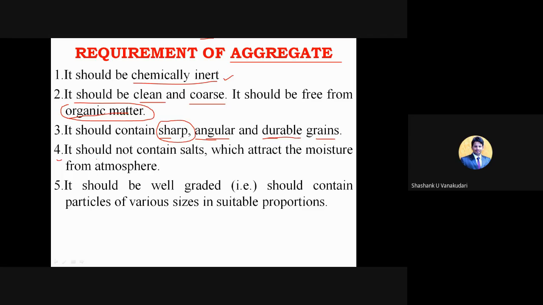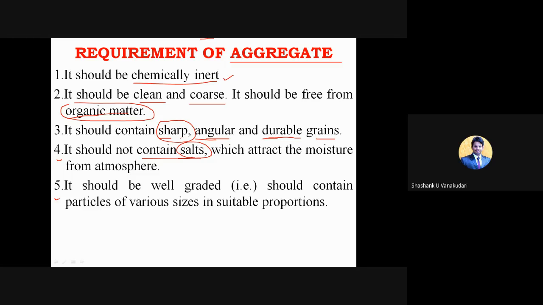And then it should not contain salts, meaning the aggregates you select should be free from salt, because that is going to absorb moisture and damage the entire concrete structure. So river sand will be different, and seashore sand will be different. We won't prefer seashore sand because it contains salt content. Once it reacts with water or moisture, it is going to damage the entire concrete structure.